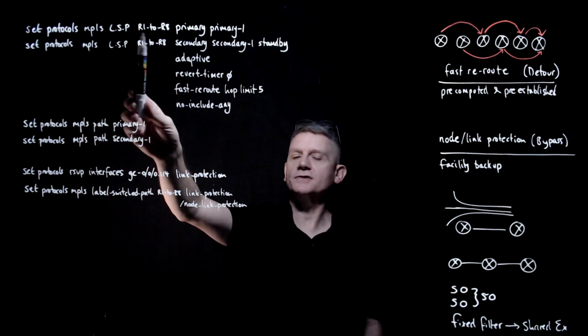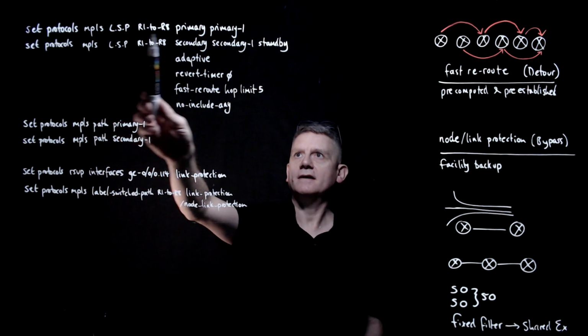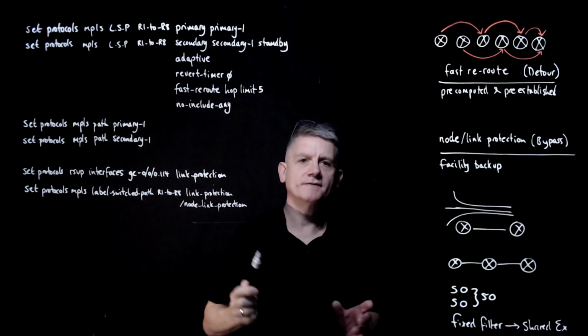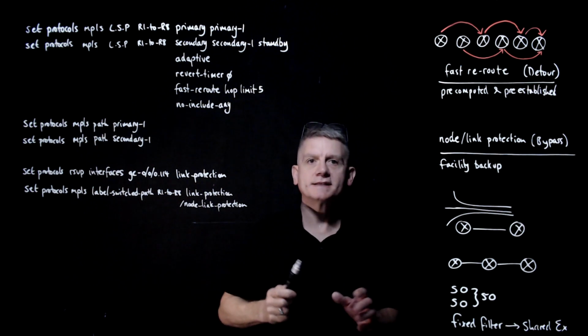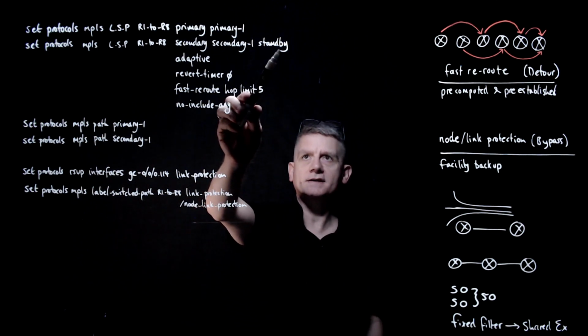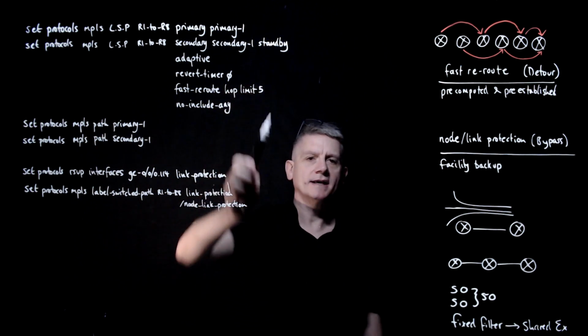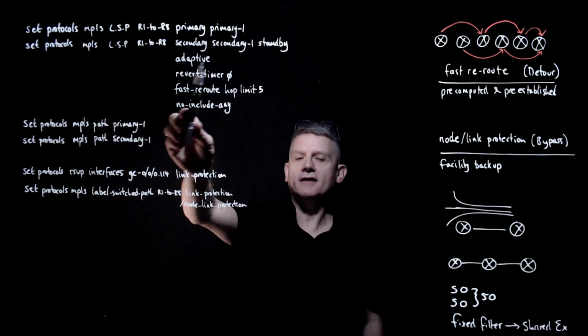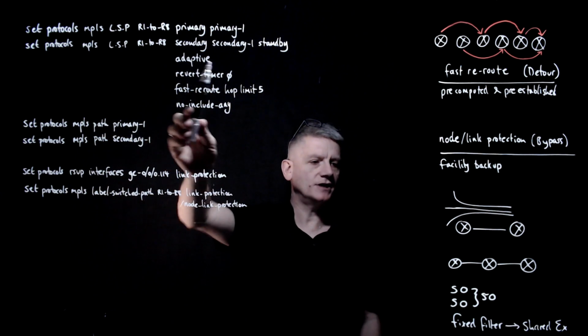So I've shortened label switch path to LSP, and here the keyword primary, primary 1, and secondary, secondary 1 configures those two paths. Now, we'd like the second path pre-configured, so we're using the keyword standby. Obviously, there's got to be the bandwidth to do that. We're going to be changing our reservation style from fixed filter to shared explicit.